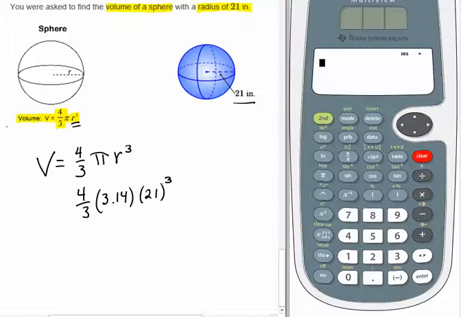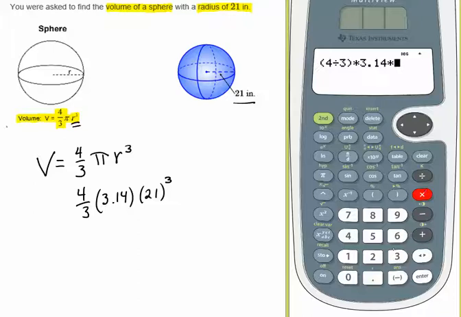Now the important part is knowing how to handle this on your calculator. If you have a fraction key, it might be best to put in 4/3 as a fraction. If you put it in as a decimal, you have to be careful of round-off error because 4/3 is 1.33333 forever. I'm going to enter it just as a division problem, so I'm going to use my left parenthesis and enter it as 4 divided by 3 in parentheses like that. 4/3 times 3.14, and then I have to multiply it by 21 cubed.